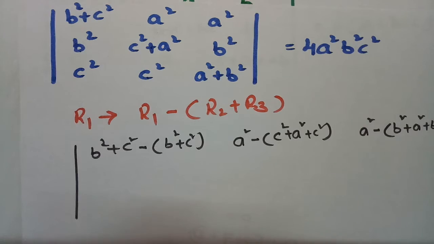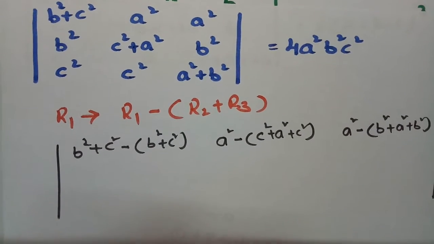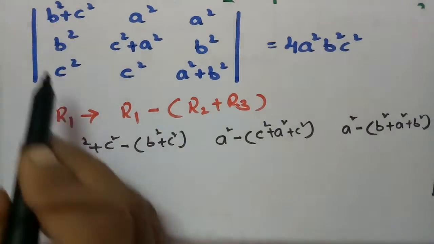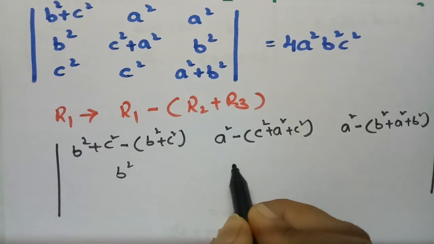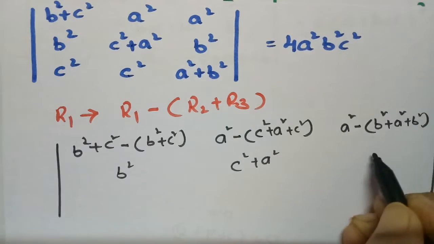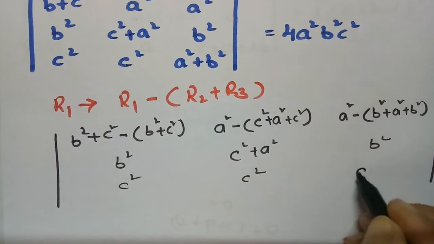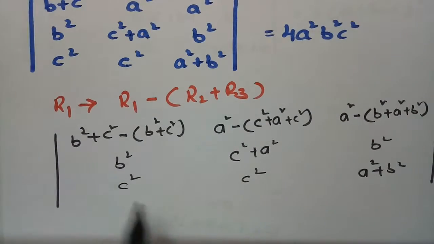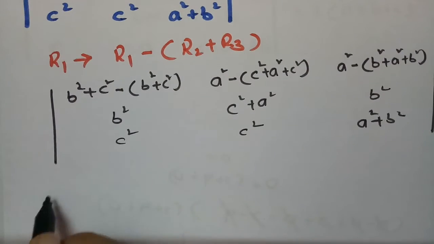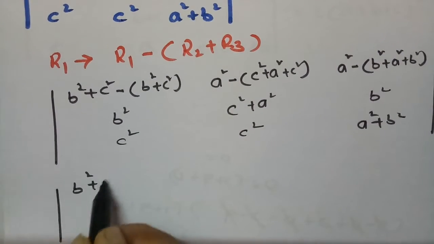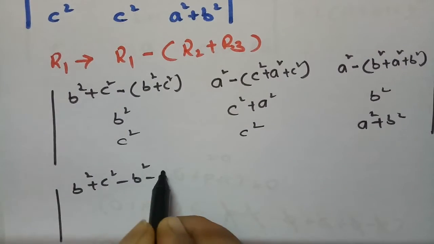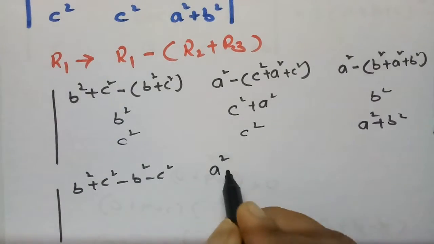So a square plus b square, and see what happens here. And the next one will be as it is. This is b square, this is c square plus a square. So this is b square, this is c square, this is c square, and this is a square plus b square. If you observe properly, this will be b square plus c square, this is minus b square minus c square, this is a square.